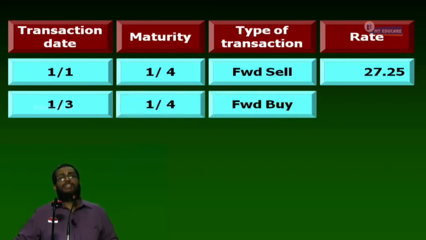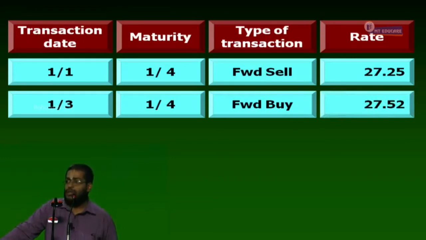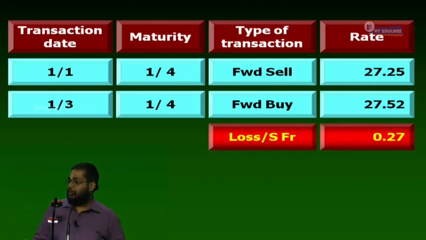I should buy at what rate? The offer rate. What is the 1 month forward offer rate? 27.52. The forward offer rate is 27.52. Tell me the difference. 0.27. The loss per Swiss franc is 0.27.